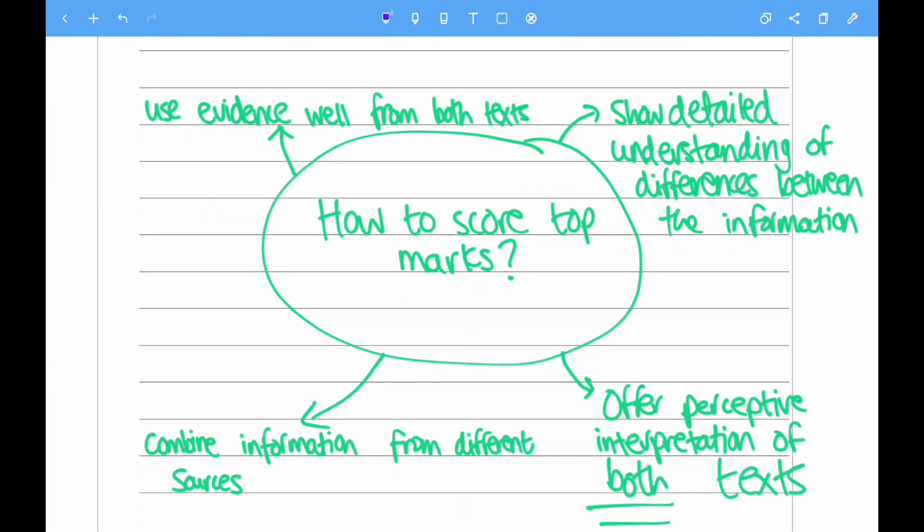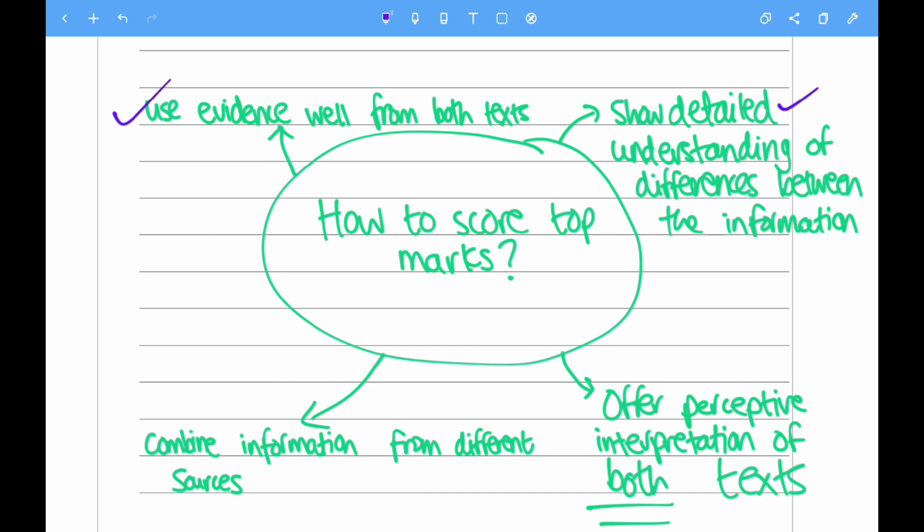How to score top marks? What do you have to do to score the top marks for this question? First of all, use evidence well from both texts. Second of all, show detailed understanding of differences between the information. So that's very important. You must show detailed understanding of the text. So how do you do this? By showing a range of quotations.